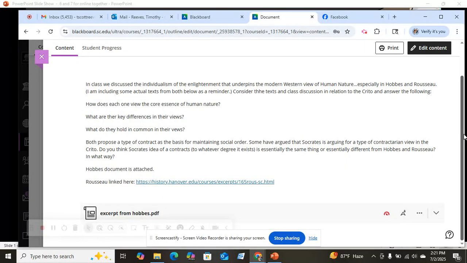Then you need to think about whether both of these propose a type of contract to maintain social order. I have one more lecture after this one on dealing with the Crito, and moving forward into preparing you for part two of this course. But with the Crito, a lot of people say that's contract theory of government. Socrates is saying you're part of the contract, you have to obey the laws all the time. And they're saying that, on that level, Socrates is essentially saying the same thing as Hobbes and Rousseau. Do you think that's right? I mean, spoiler, I don't.